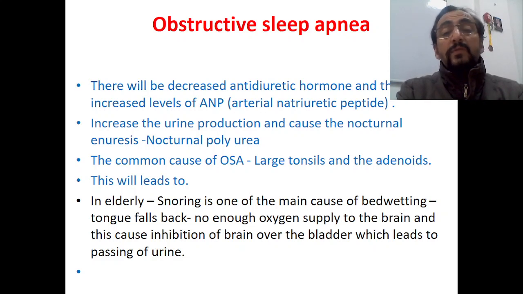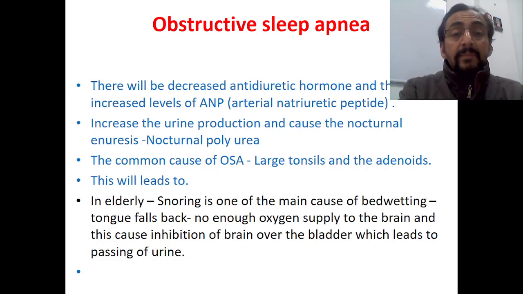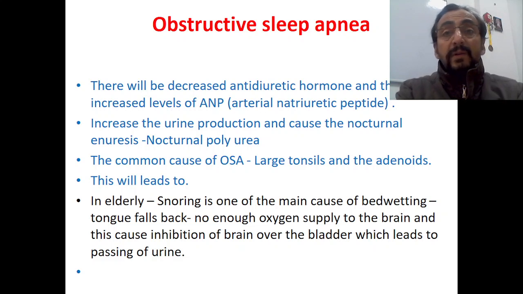The common cause of obstructive sleep apnea is large tonsils and adenoids, as I explained earlier. This will lead to the same problem. In children, snoring is one of the main causes of bedwetting. Suppose a 10 or 15-year-old child has complaints of bedwetting. Snoring usually happens in deep sleep. So snoring is one of the main causes of bedwetting.